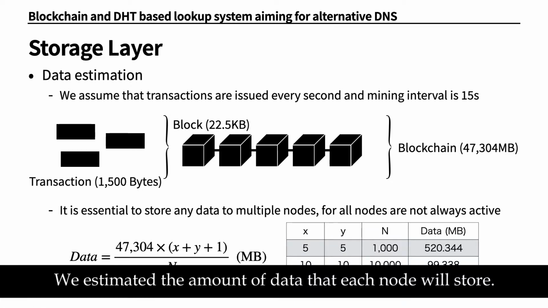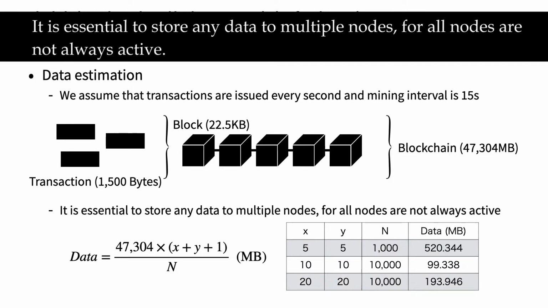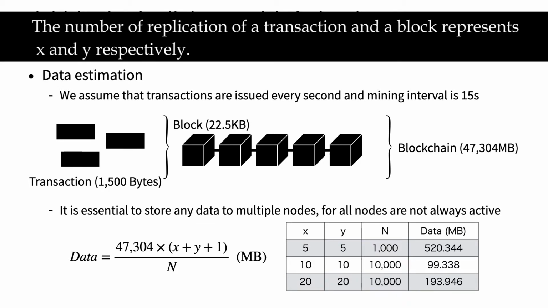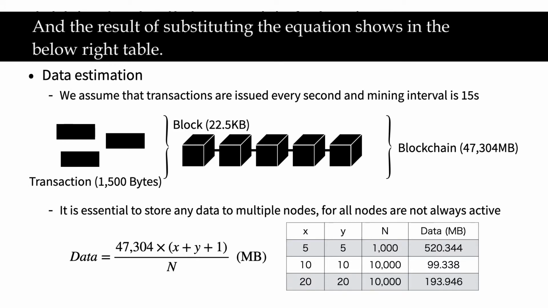We estimated the amount of data that each node will store. Suppose the amount of data of one transaction to be 1,500 bytes. So the total amount of blocks mined in 1 year is about 47,304 megabytes. It is essential to store any data on multiple nodes, because all nodes are not always active. The number of recipients of a transaction and of a block are represented by X and Y respectively, and the capital N is the total number of nodes in the network. The amount of data each node will hold is shown in the equation at left below, and the result of substituting into the equation is shown in the table at below right.